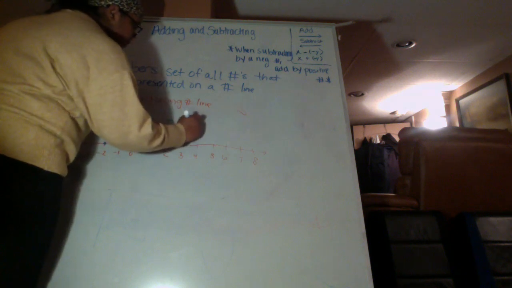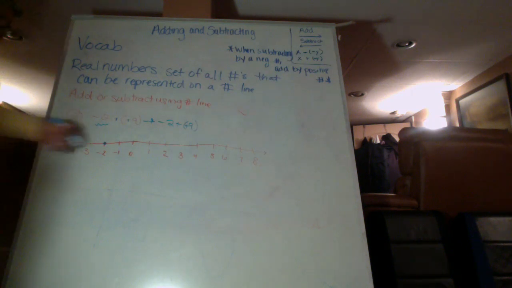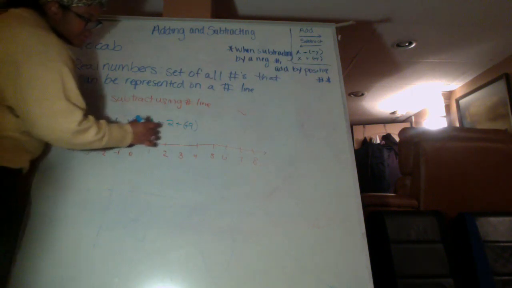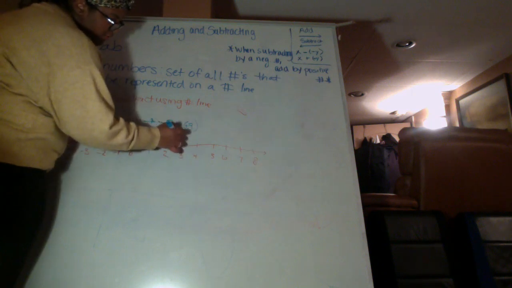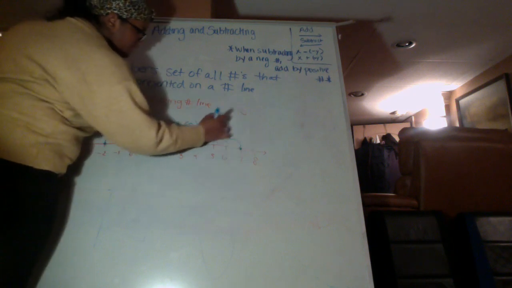So now this turns from -2 minus -9 to -2 plus 9, which is a positive 9. So now we're adding, right? And remember, when we add, we go to the right. We're going towards 0, not away. So we're going to add 9. So 1, 2, 3, 4, 5, 6, 7, 8, 9, which gives us 7. 7 is our answer here.